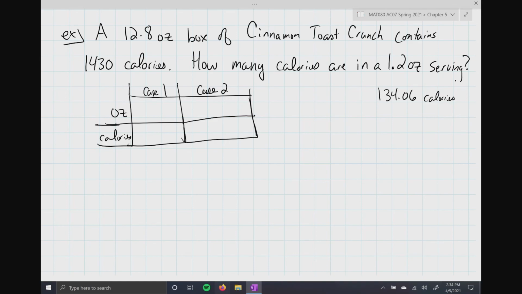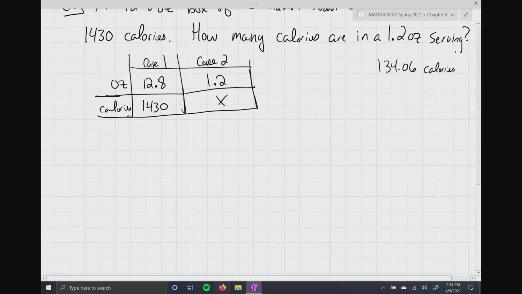Let's see here. If I use the table, case 1 is just going to be what the box is telling me. So they're telling me in 12.8 ounces, 1,430 calories. What I want to know is, if I have a 1.2 ounce serving, how many calories is that going to be? Okay? So my proportion is going to look like this. Now, like I said, I don't care how you set this up. The only thing that matters is units equal units.